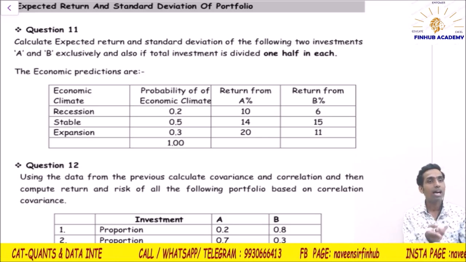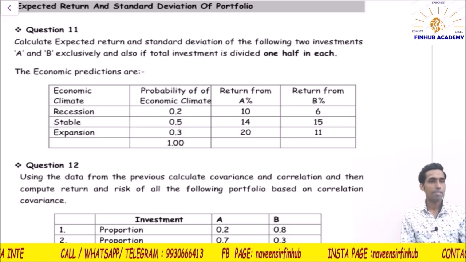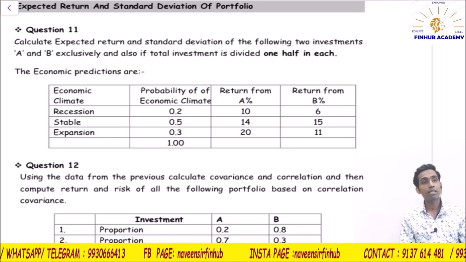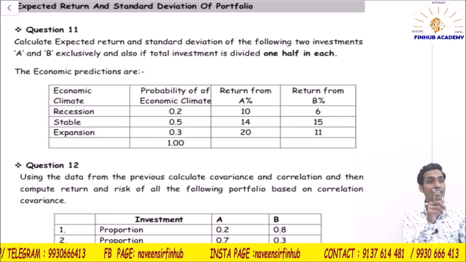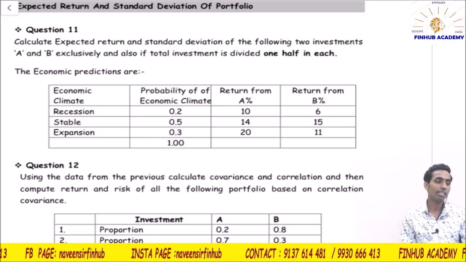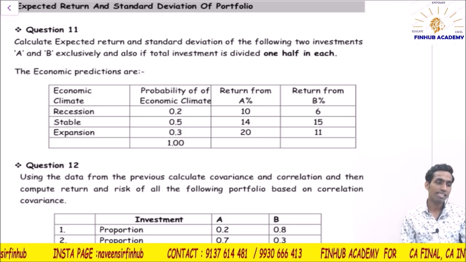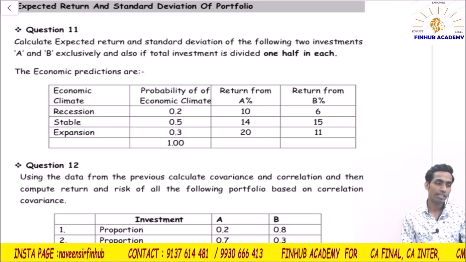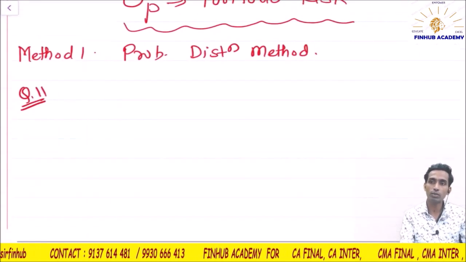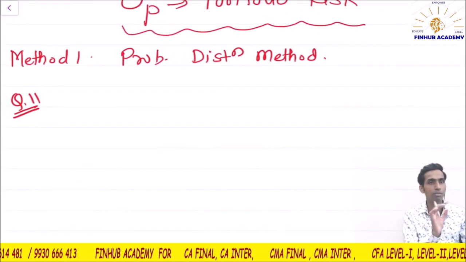Portfolio return they are asking as weighted average. Great. So we can calculate portfolio return as weighted average. But standard deviation you can't calculate as a weighted average. So therefore there is a formula. Is that clear? Please understand, see how I am solving. I am not using the formula. That is the first method, the probability distribution method.